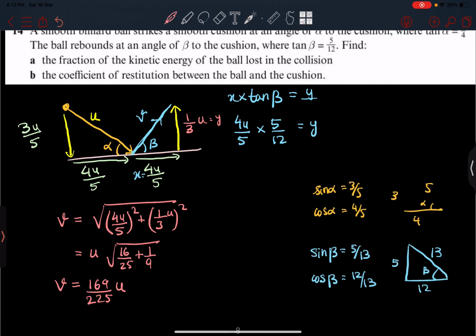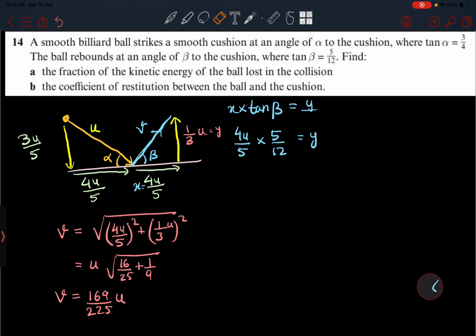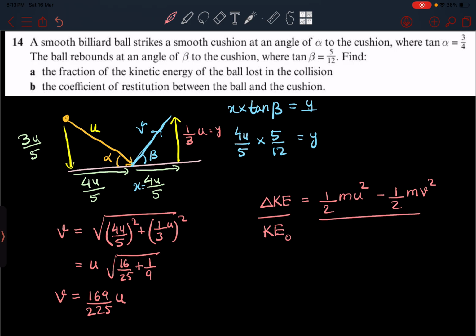So you can see there is a decrease, and then now it's pretty easy to see that fraction is the fraction of the kinetic energy lost. And the reason is, we can now go on to say that the change in kinetic energy is half mu squared minus half mv squared. Now if I want to write that as a fraction, that will be over the initial kinetic energy. So this would again be half mu squared.